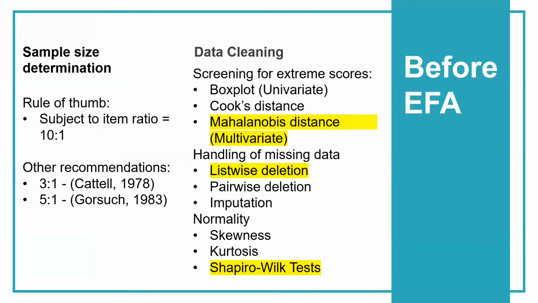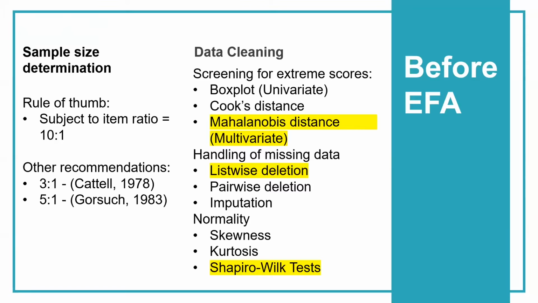The rule of thumb suggested the subject-to-item ratio, which is equals to 10 to 1, which means if we have one item, then we need to have at least 10 respondents. If we have 30 items, then multiplying by 10, we need to recruit 300 respondents. Some other researchers recommended the use of 3 to 1 or 5 to 1 ratio to determine the required sample size for EFA.